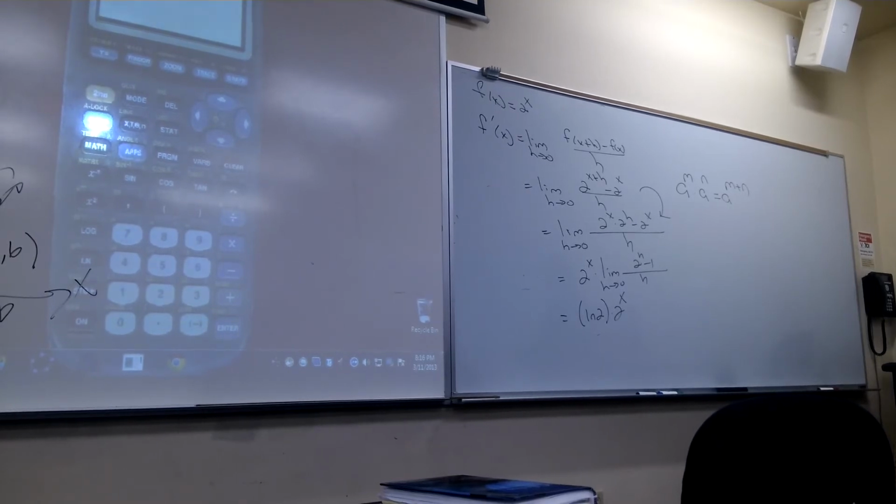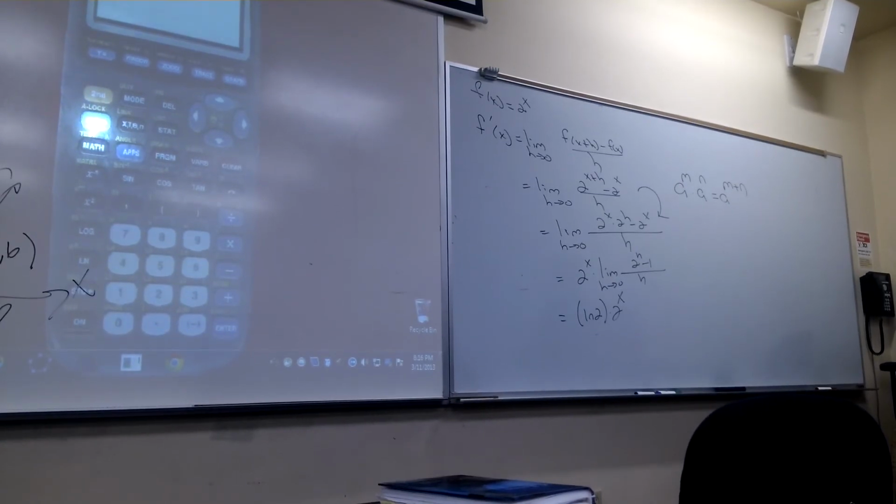So e to the x is its own derivative. It's the only non-trivial function that's its own derivative. The trivial function that's its own derivative is y equals 0. Yes.